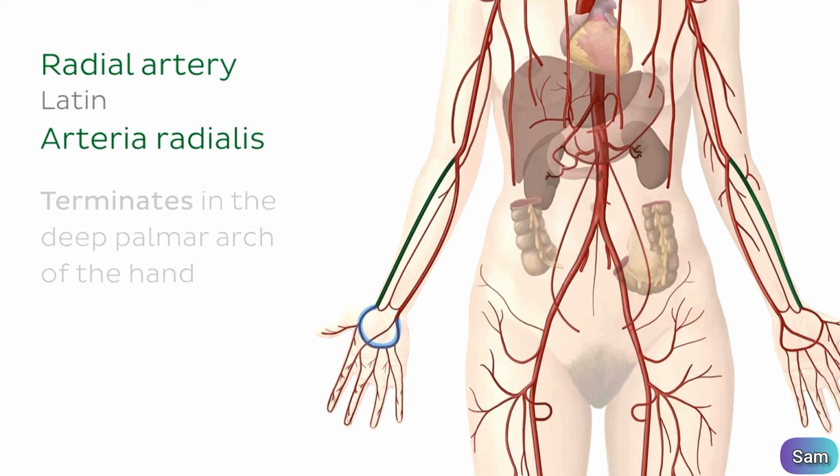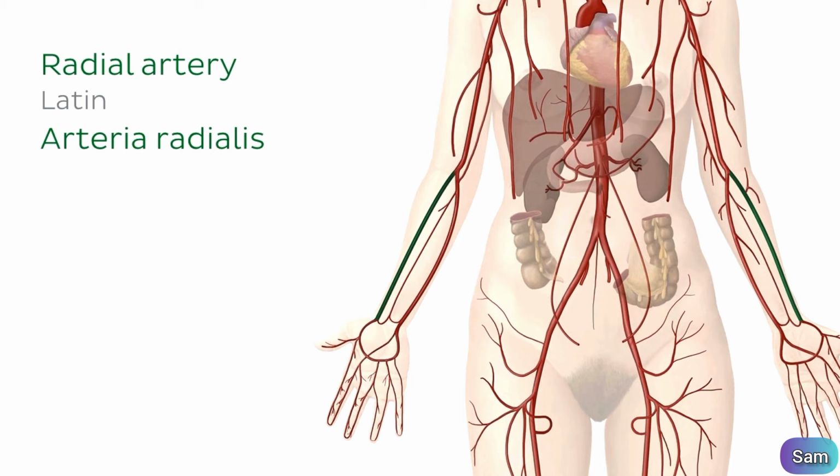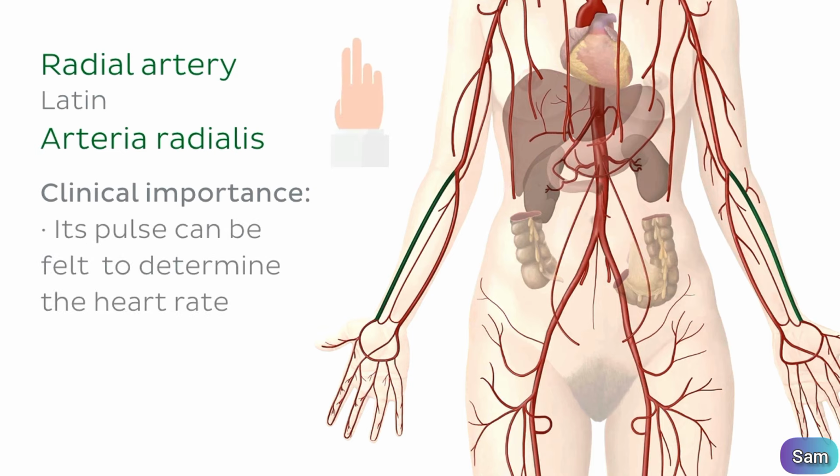It's also worth noting here that the radial artery is of clinical importance due to its superficial location at the wrist. This is the area where the pulse can be felt to determine the heart rate.